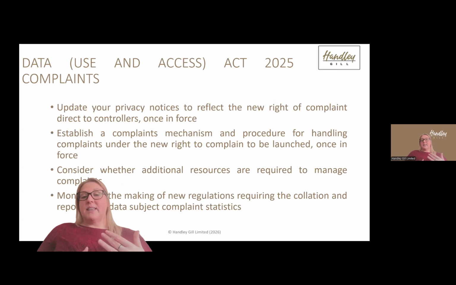So controllers are going to need to update their privacy notices to reflect that there is a new right of complaint, essentially a new data subject right. There's a right to complain direct to controllers once in force. You're going to need to establish a complaints mechanism and a procedure for handling complaints under the new right to complain once it's launched in June. You're going to need to consider whether you're going to need additional resources to manage the complaints, bearing in mind that you've also already got potentially shorter periods for complying with data subject access requests if you've been routinely giving yourselves the 2-month extension. You're now going to have complaints to deal with too. You're going to need to consider what you need, and get those in place.